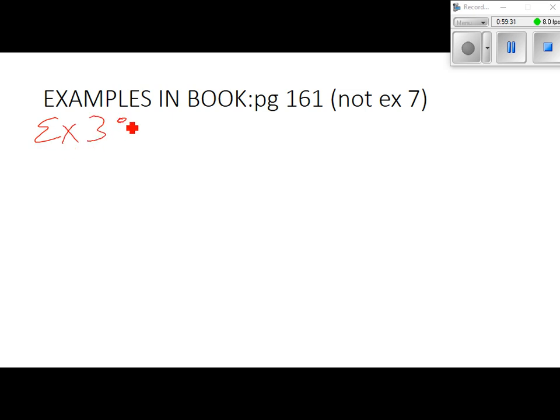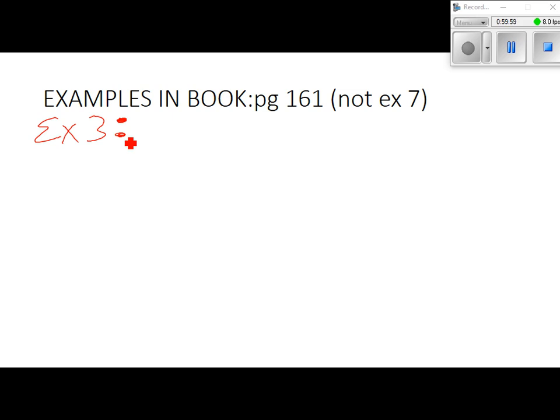Example 3, find example 3 there. So we're on page 163. See it, Keith? Look at part B. They've already done part A for you. Look at part B.